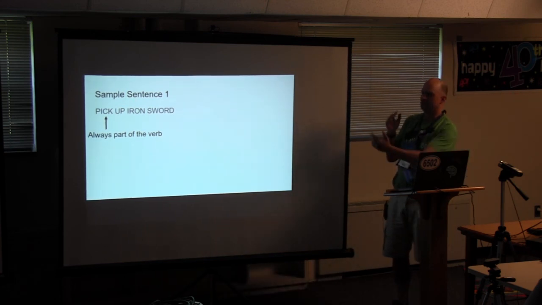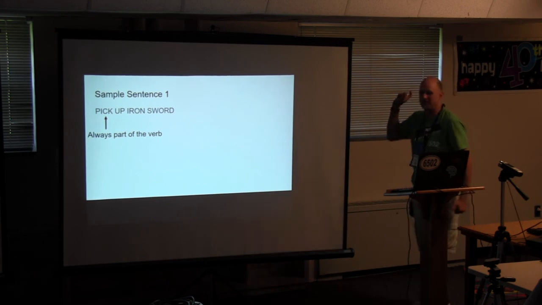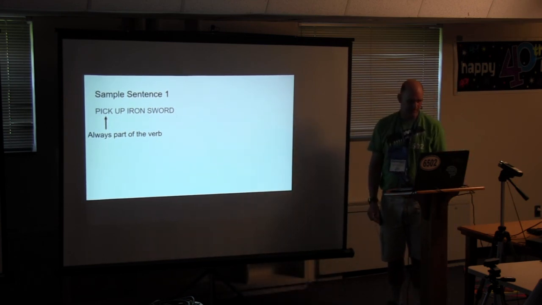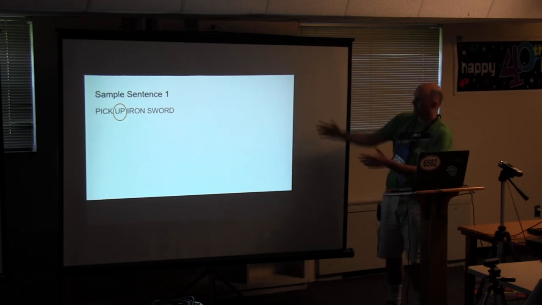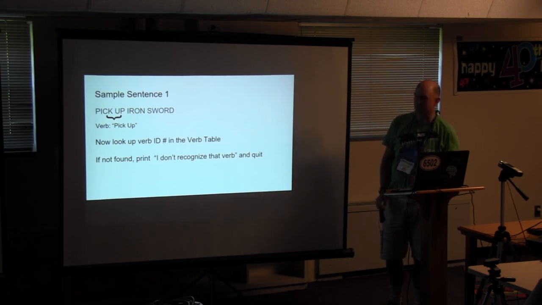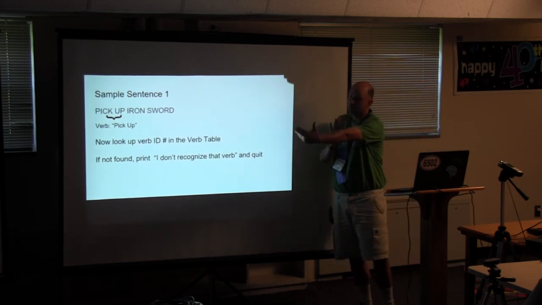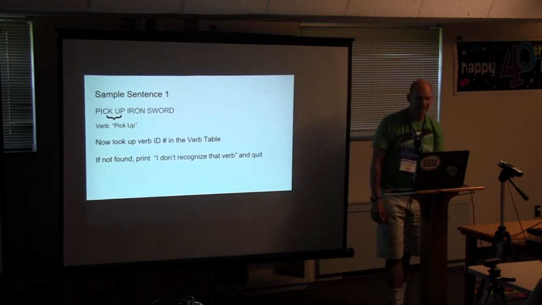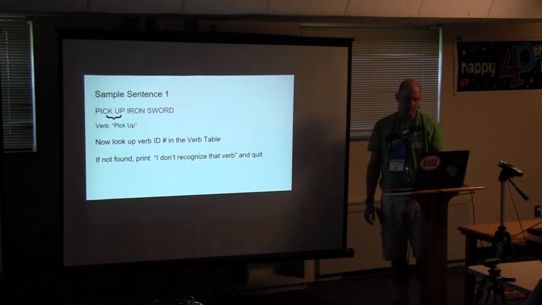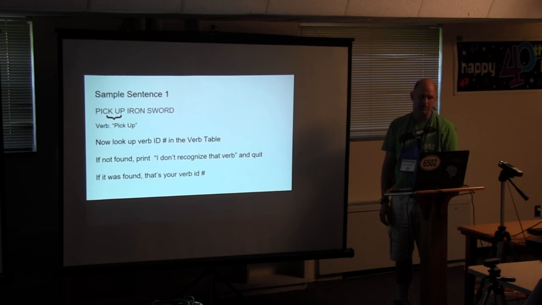So if you wanted to get really fancy, you could say, if the last word is a preposition, that's actually the second word of the verb. But I didn't go that far. So pick up, like here, the second word's a preposition, so that's actually a compound verb, right? So the first two words are actually the verb. Then you try to look that up on the verb table and say, oh, I don't know that, or I do know that. Okay, and if you do know it, then keep going, right?